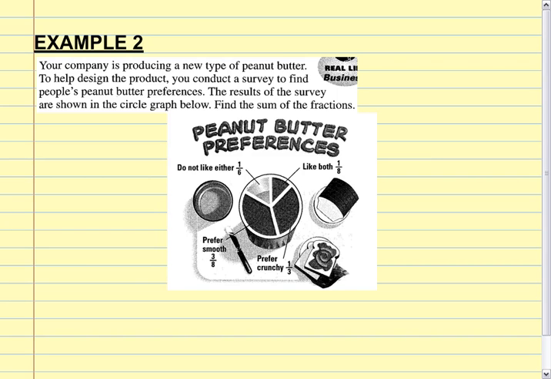You conduct a survey to find people's peanut butter preferences. The results of the survey are shown in the circle graph below. Oh, look, we have a circle graph. It's right here. Nice. Okay.